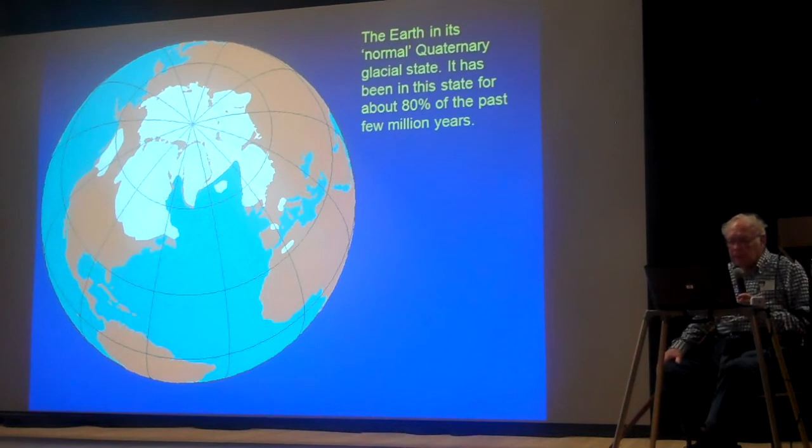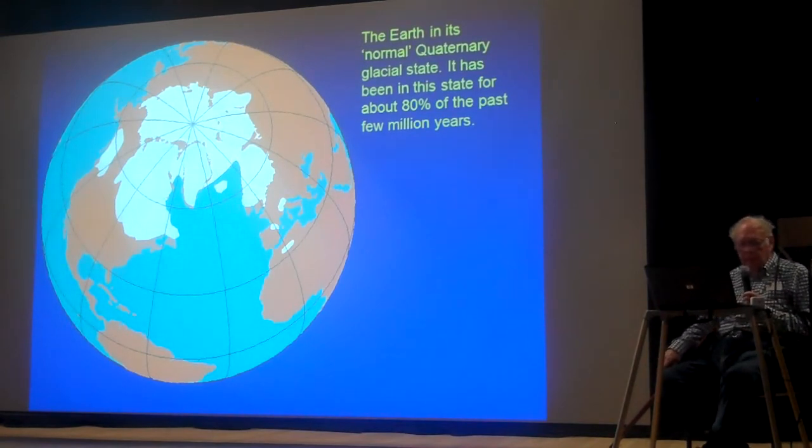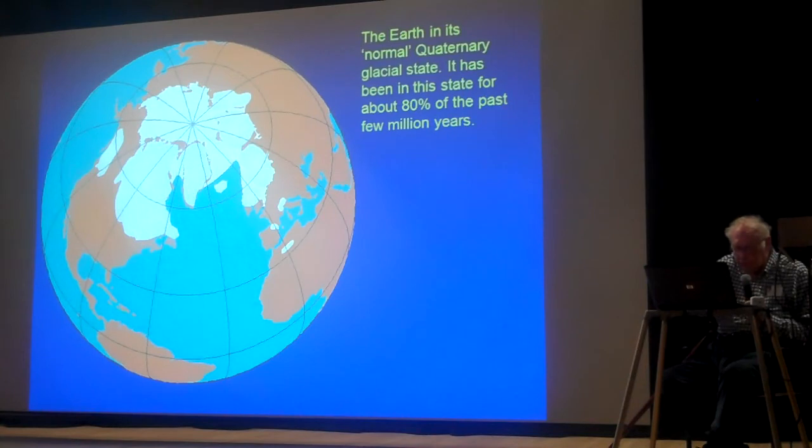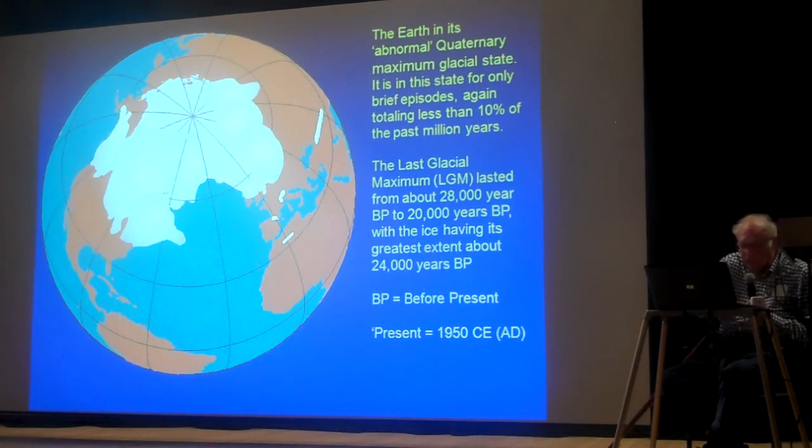Now, if you look at the past couple of million years, this is the normal state. And the white areas are ice. And you'll see that a large part of the northeastern part of the United States and most of Canada are covered by ice. This is the extreme state that it occasionally gets into, called a glacial maximum. This happened about 24,000 years ago, and the ice came down to the Ohio Valley and out here, we would have had continental ice extending out here to the edge of the Rockies.